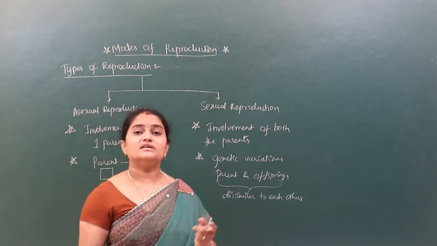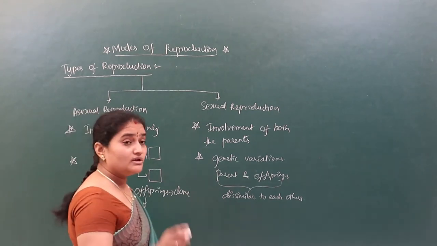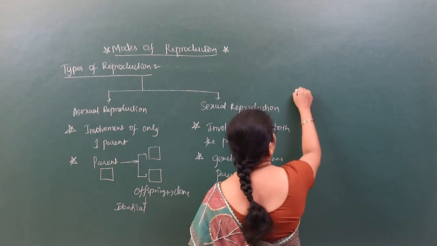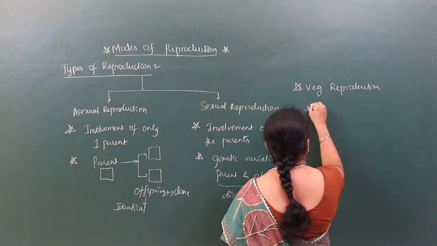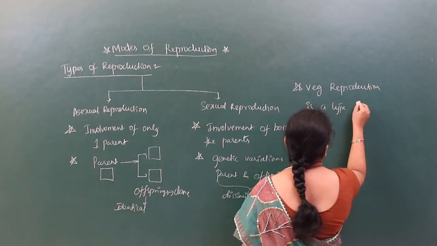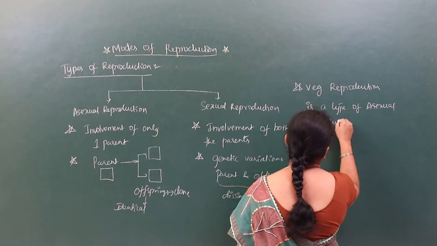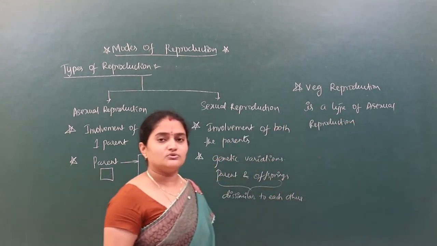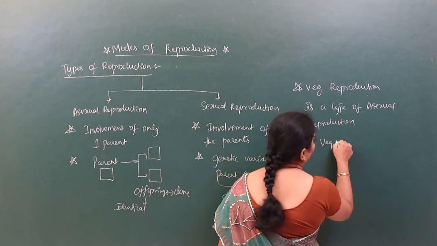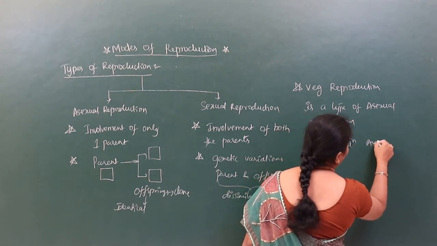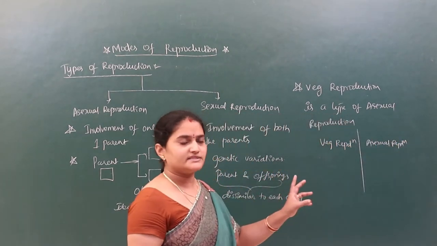But you may ask, what about vegetative reproduction? Vegetative reproduction is also a type of asexual reproduction. Remember, this is a very important one. Remember this well. So what is the difference between vegetative reproduction and asexual reproduction? Now we have to understand. There is a minor difference between vegetative and asexual reproduction.